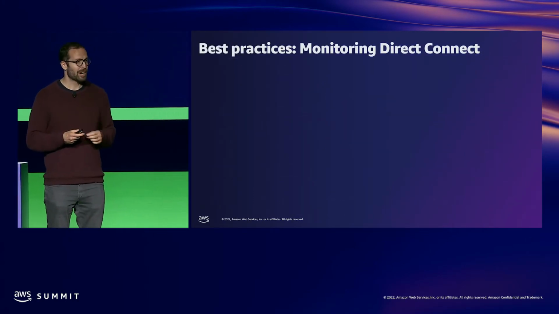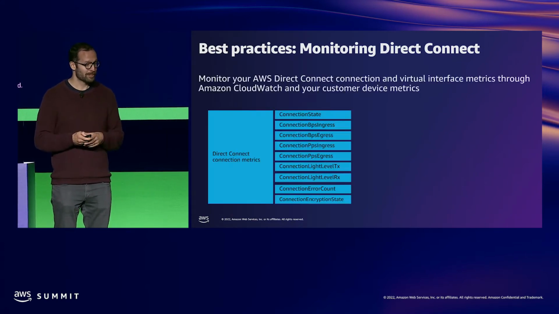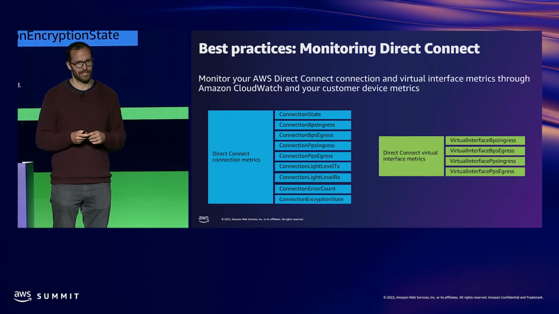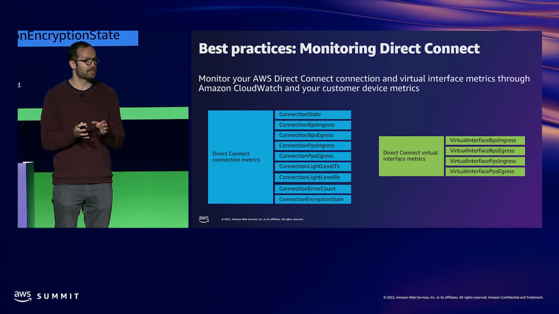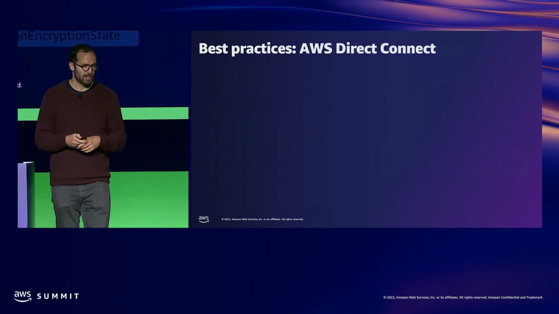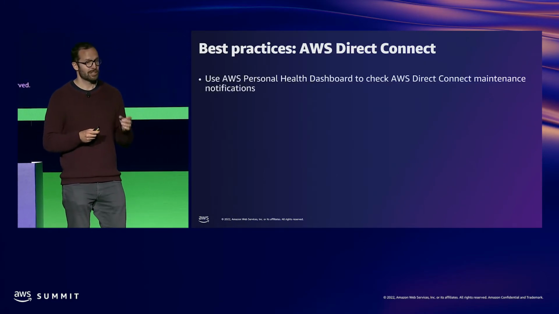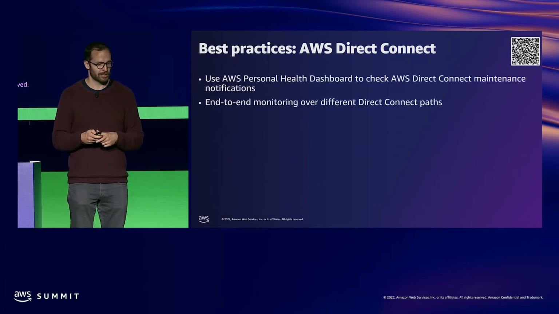So some best practices for Direct Connect before I hand over to Rohit. Monitoring your Direct Connect. Like any other service, you want to do your monitoring. And you can do the usual suspects here. Monitor your packets per second, monitor your bits per second, and you can do it on a full connection basis, or you can just monitor the VLANs, the virtual interfaces. And then some other best practices, use a personal health dashboard to get notified about any planned maintenance that might be coming up on a Direct Connect connection.